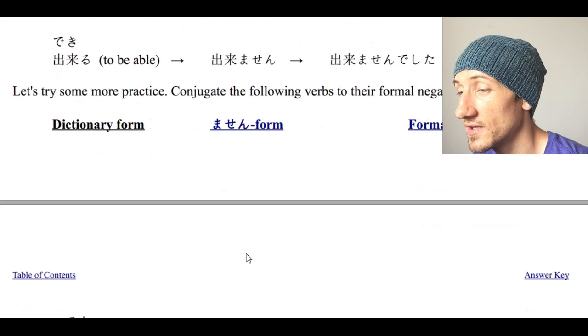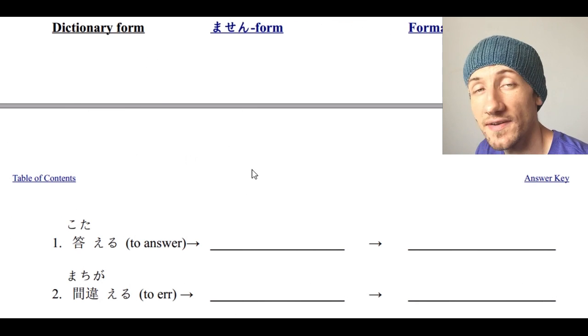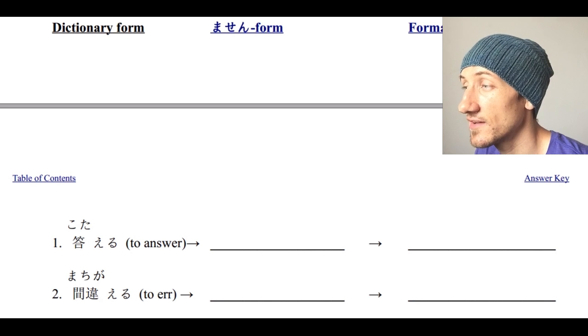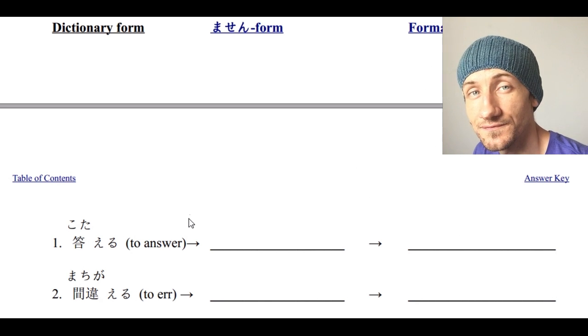And now we're going to try a little practice. Okay, so again, in the left column, we have the dictionary form verb. Write the masen form, and the formal negative past tense form in the third column. So pause the video and answer these too.